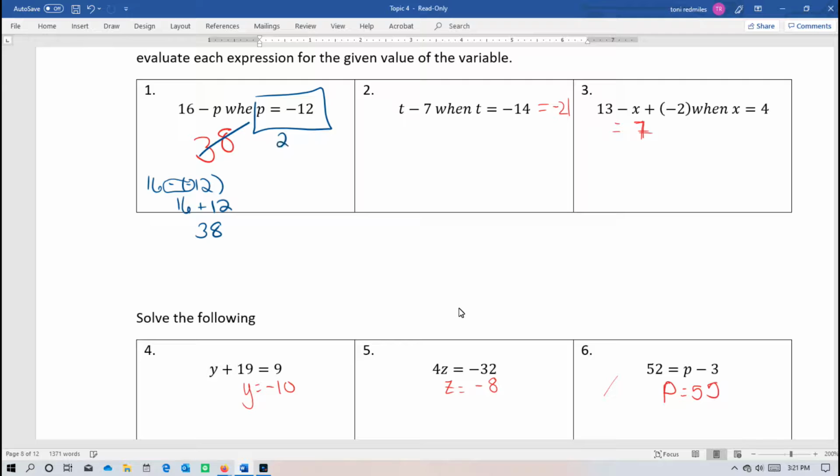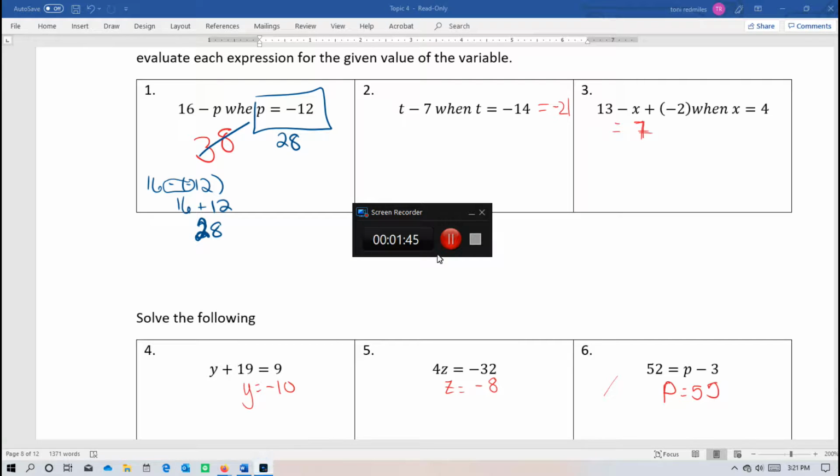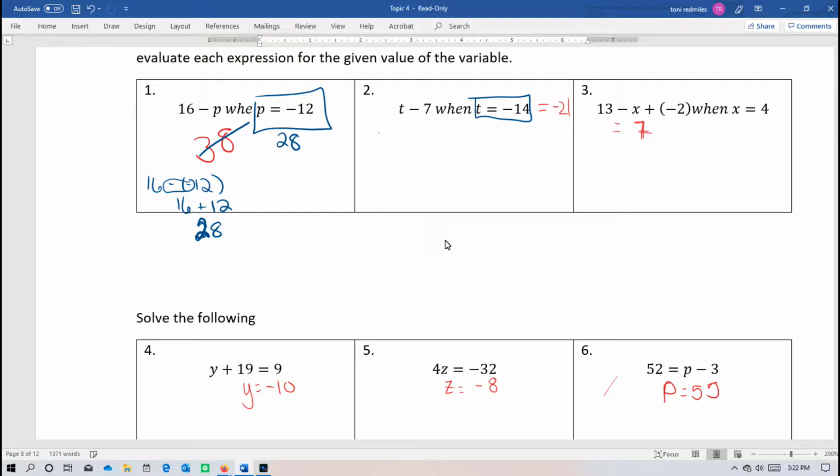Sometimes I do this. 28. Yeah, that's what I've written down on my key. Sometimes I just write sloppy. All right, so now I'm going to evaluate it when t is -14. All right, so in the place of t, everywhere I see a t in my expression, I'm going to put a -14. So -14 minus 7.